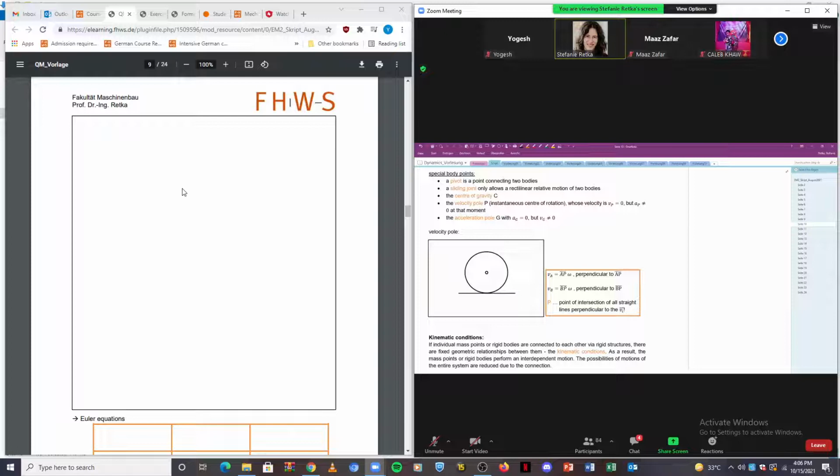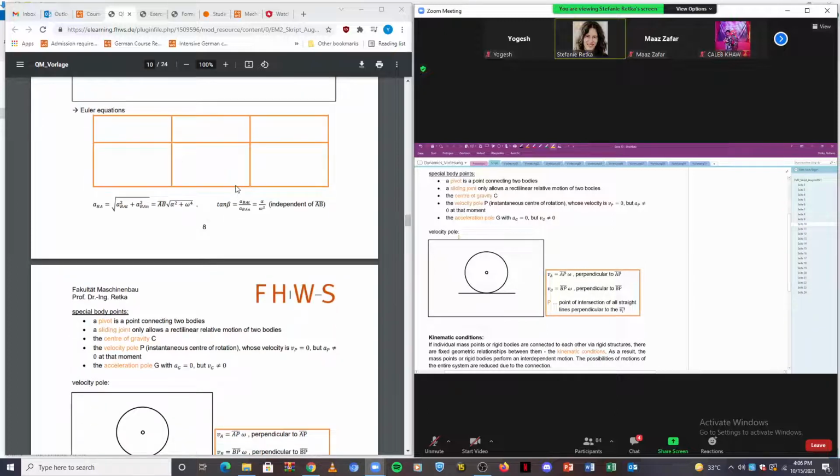And then there's another point, the acceleration pole, which is more or less the opposite of the velocity pole, because in that point there's no acceleration, but a velocity. We will not need the acceleration pole in our class, but you may come across it later on in your work life. But for our velocity pole, I have a simple example here.